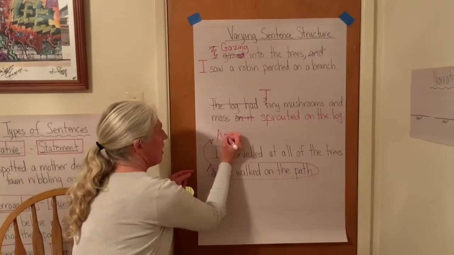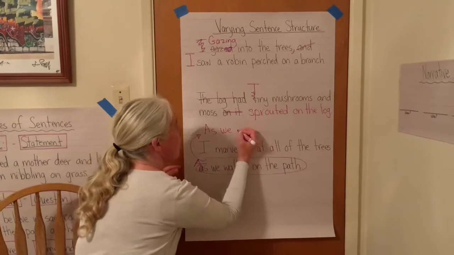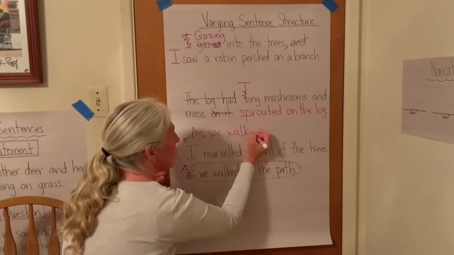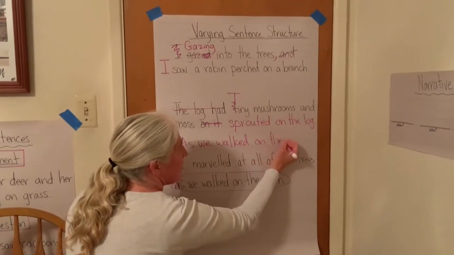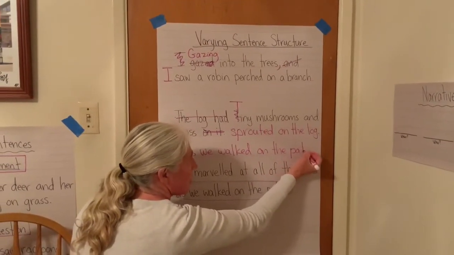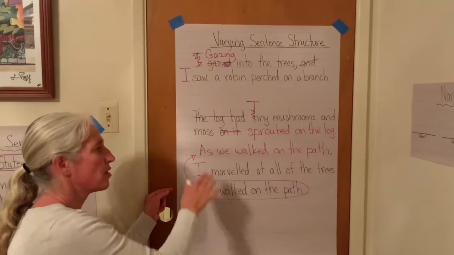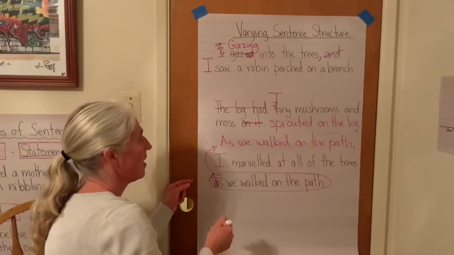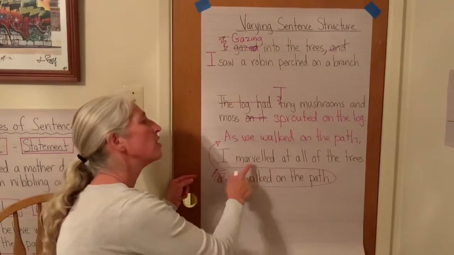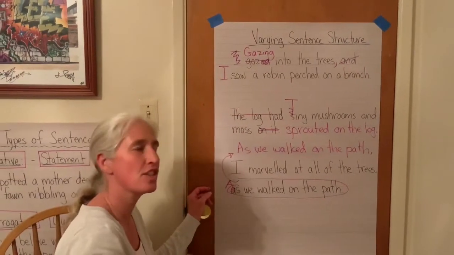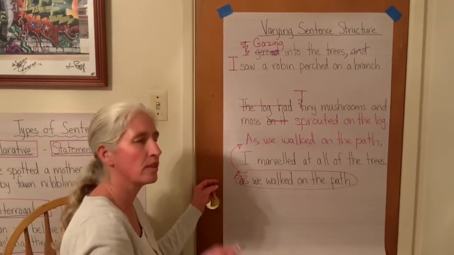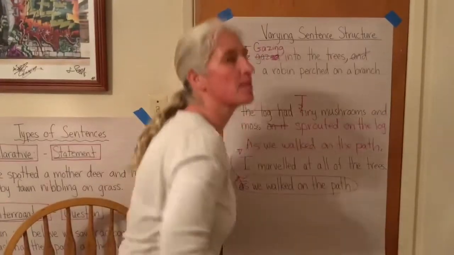So up here, as we walked on the path, and this is a dependent clause, which means it wouldn't stand alone. It's not a complete sentence. As we walked on the path, I marveled at all of the trees, and the period's going to go there. Again, it's just changing the structure of the writing and really mixing up the types of sentences that you have.